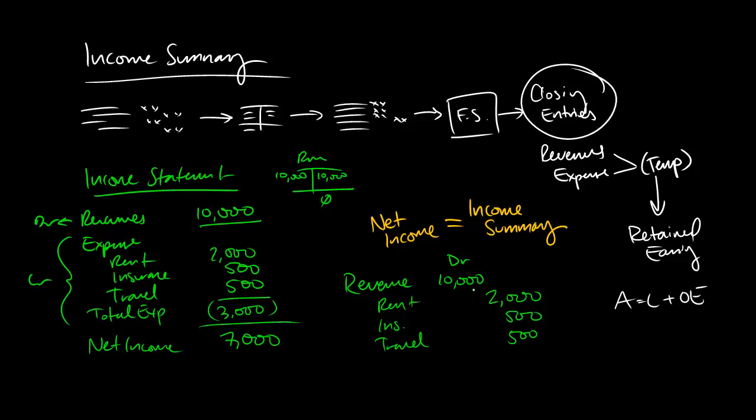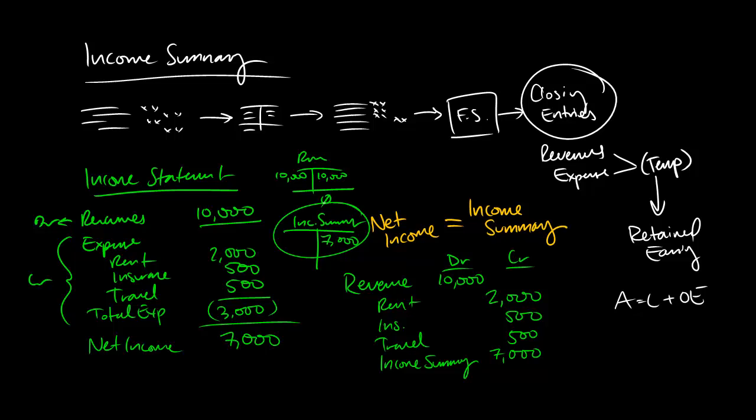And remember that our debits and credits have to balance. So the difference between the two, which is this net income, we're going to plug in at $7,000. And instead of calling it net income, we just call it income summary. So we have a new T account, income summary, which has a credit balance of $7,000. Income summary, just like the expense and revenue accounts, is also a temporary account.